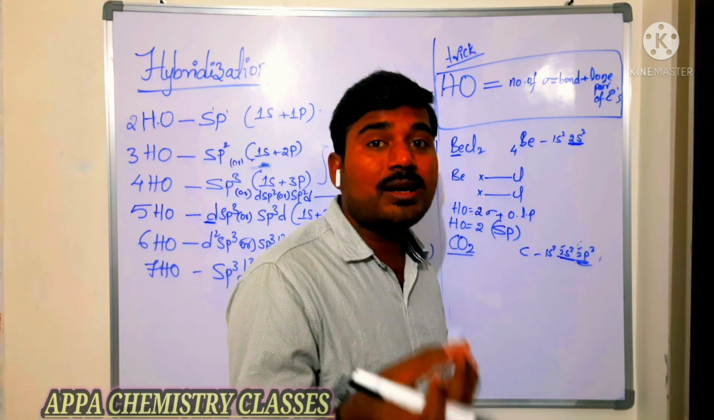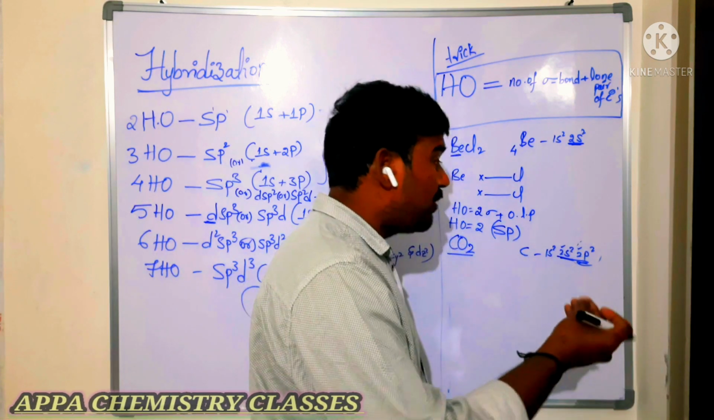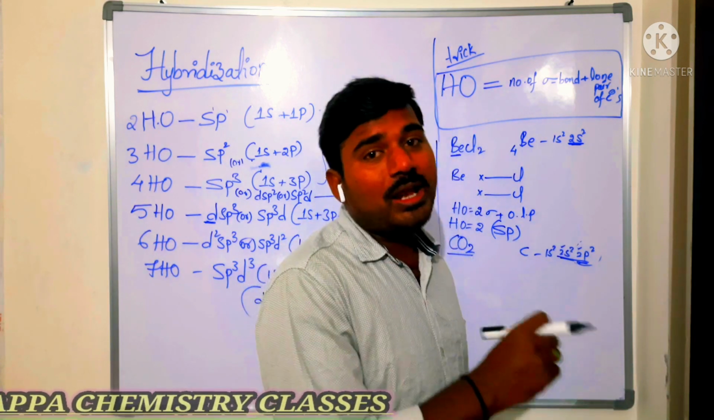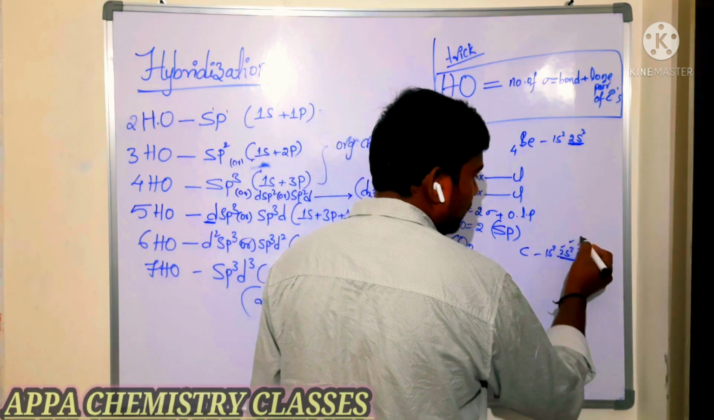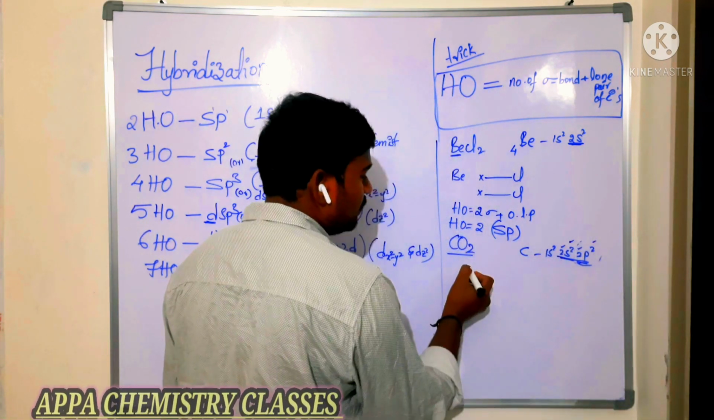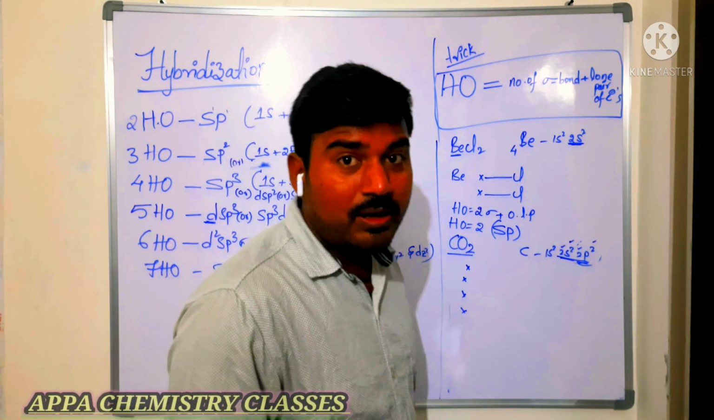Because the valence electrons are responsible for the chemical activity, and the chemical bond formation will involve only valence electrons. So for that reason we have to count the valence electrons. How many? 2 plus 2, that is 4. Keep the 4 dots.